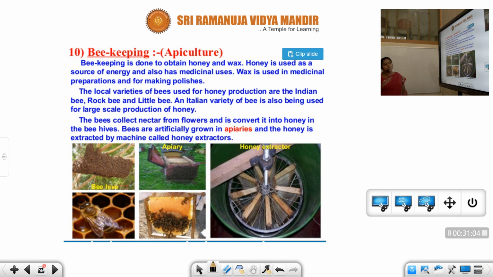Now the last one is apiculture. It is also nothing but beekeeping. Through this, generally we get honey.